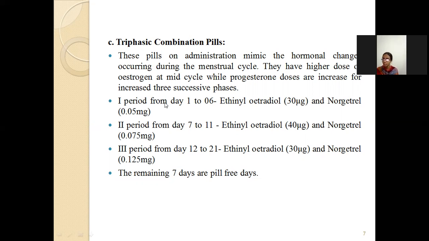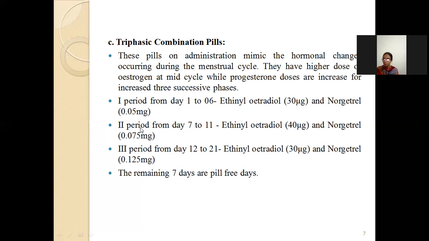If we see in period 1, here the ethinyl estradiol is the estrogen level. So here we are taking 30 micrograms. And here norgestrel, we are taking 0.05 mg. So it is the estrogen and it is the progesterone.